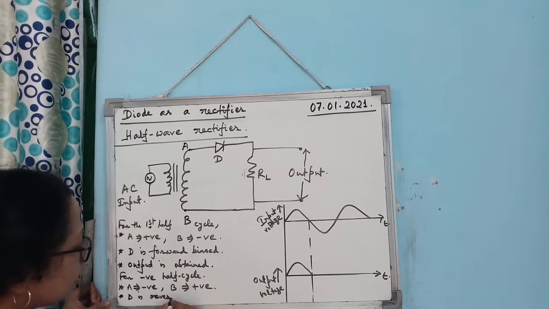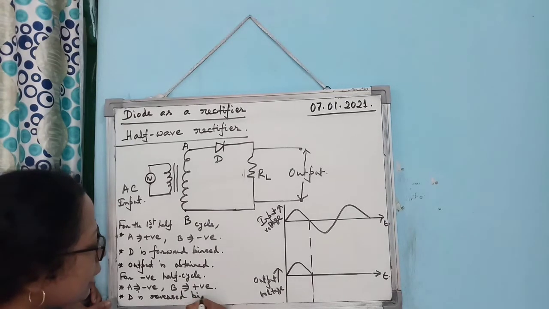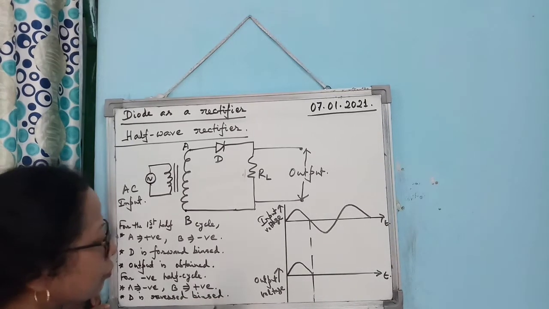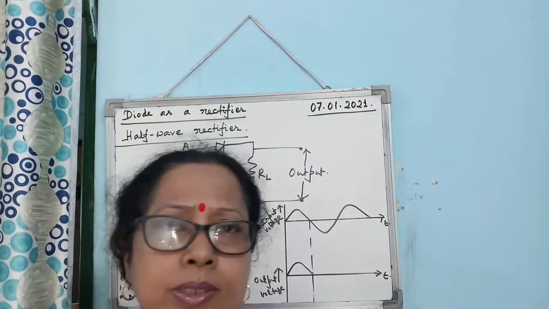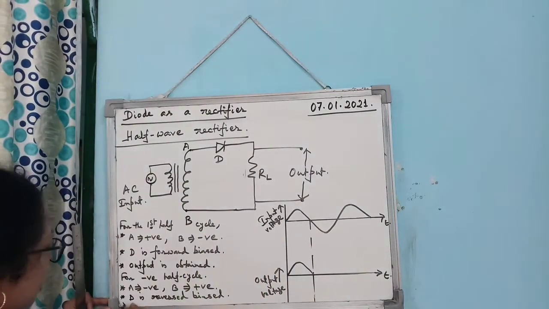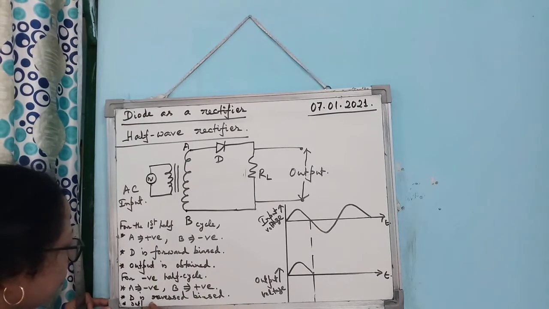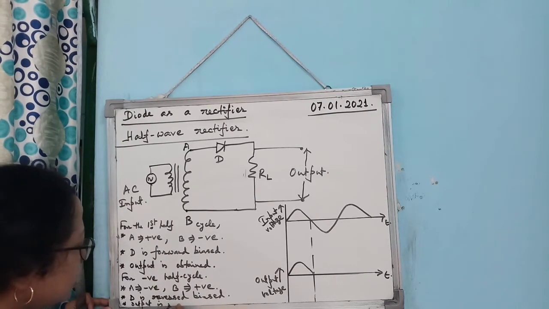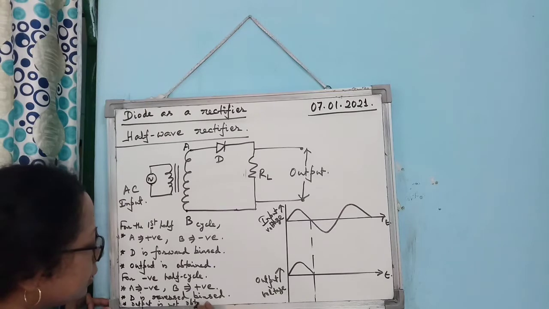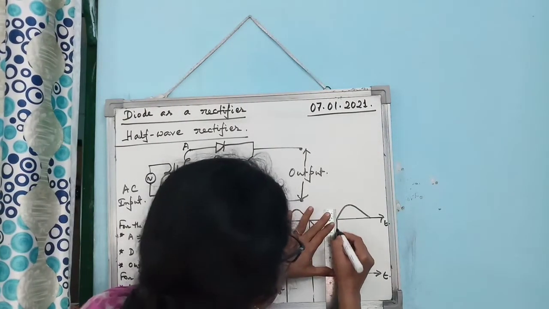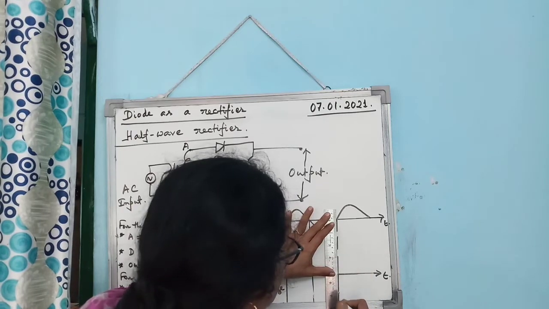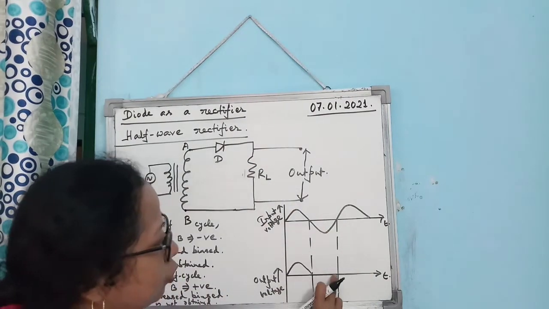D is reverse biased. And as we know that during the reverse biasing condition, the diode almost sends no current in the output circuit. So, what will happen? Output is not obtained. So you see what is happening during this second half cycle. If you consider the second half cycle, you will not get any output.